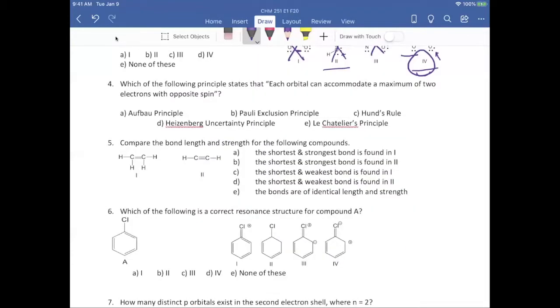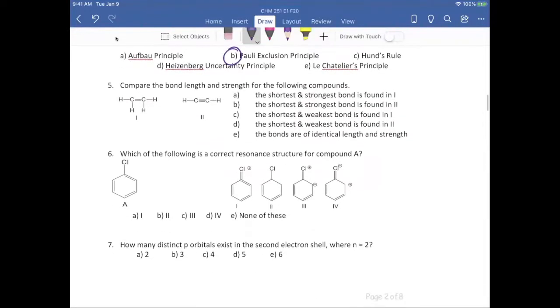Which principle states that we can have a maximum of 2 electrons in any given orbital with the opposite spin? Remember, Aufbau principle has to do with the fact that we're going to fill the lowest energy orbitals first. Pauli exclusion principle says that we need 2 electrons of opposite spin in any orbital. Hund's rule says that we're going to half fill every orbital before we go back and completely fill it, that is any orbital of the same energy. Heisenberg uncertainty principle, you'll learn about that in P-Chem in your junior year. Le Chatelier's principle has to do with if stress is put on a chemical reaction that is in equilibrium, then the reaction will adjust. So the correct answer here is B, Pauli exclusion principle.